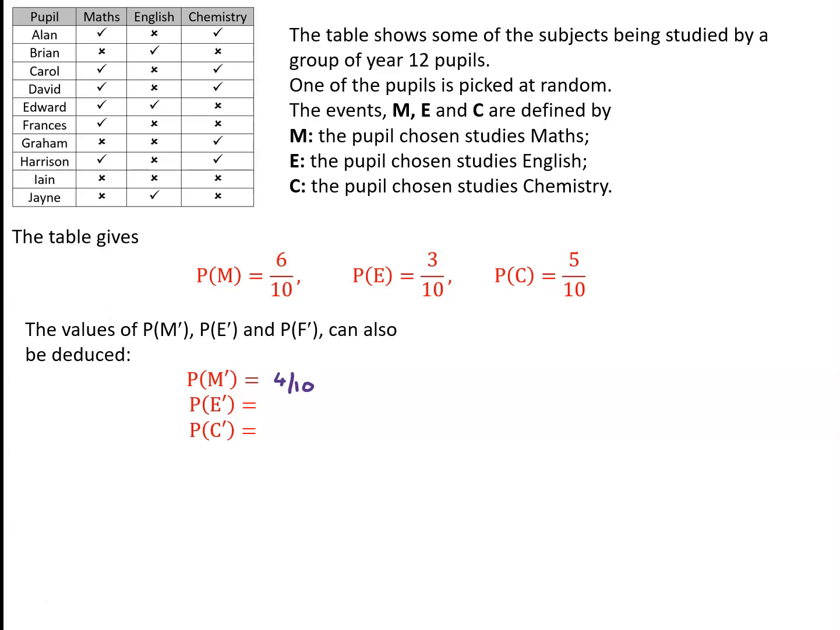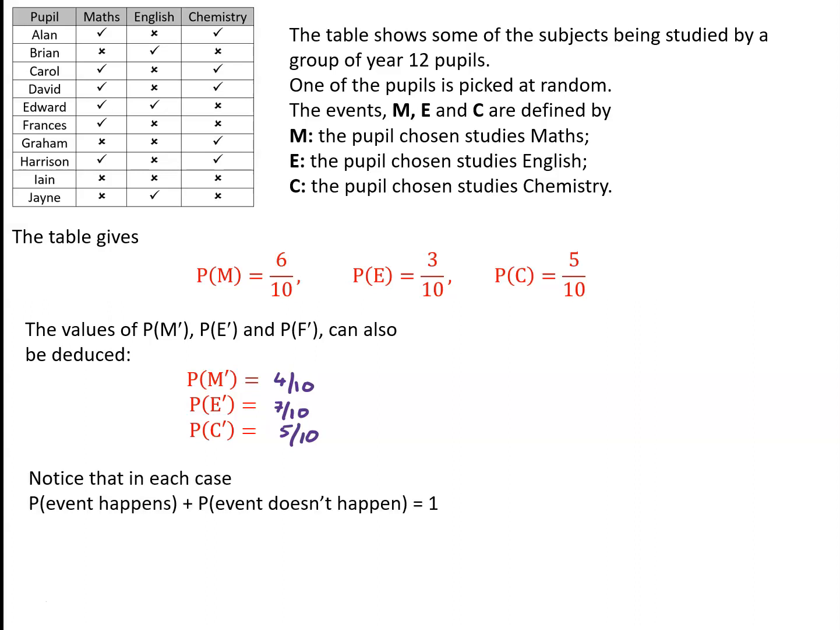Similarly, the probability the student picked does not study English, or the probability of the complement of E, is 7 out of 10. And the probability that the pupil doesn't study chemistry is 5 out of 10. And we should notice that in each case we've got the probability that the event happens plus the probability the event doesn't happen must equal 1.